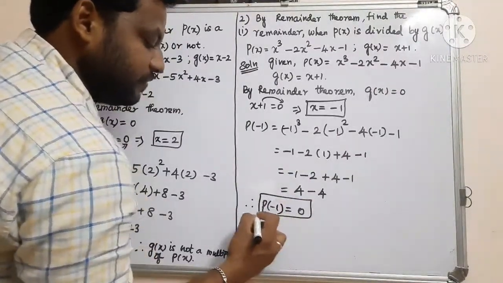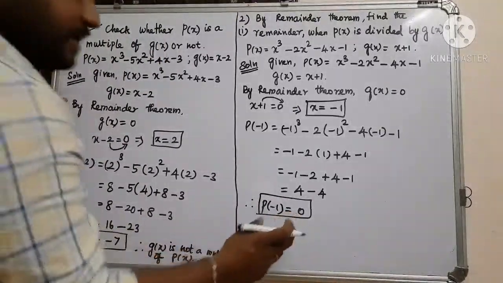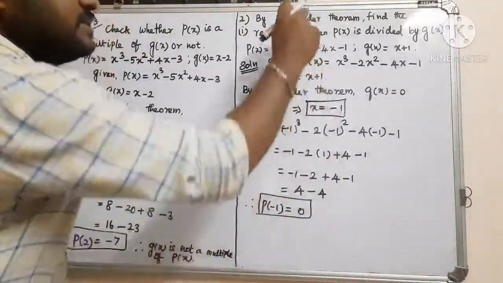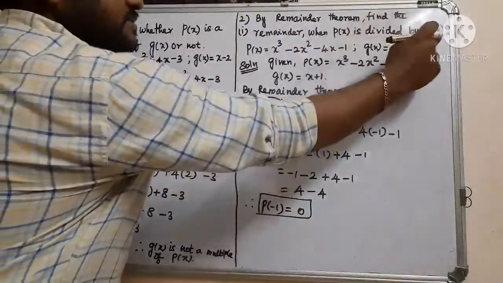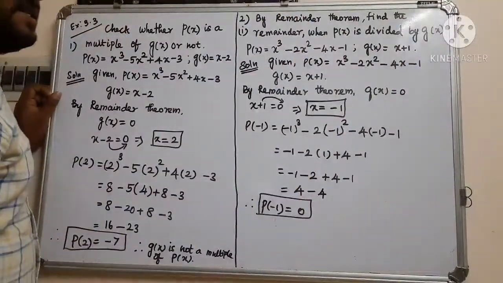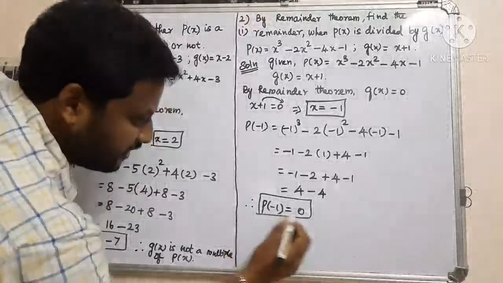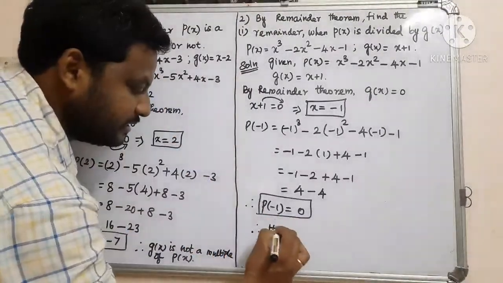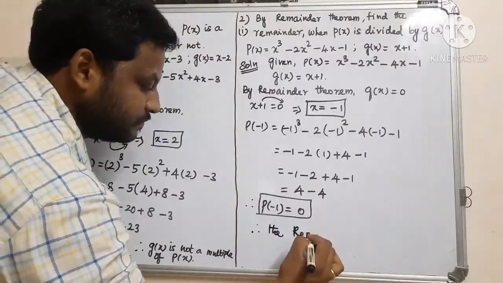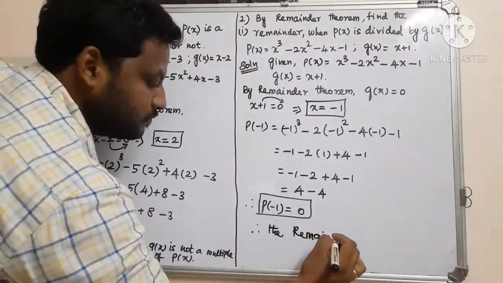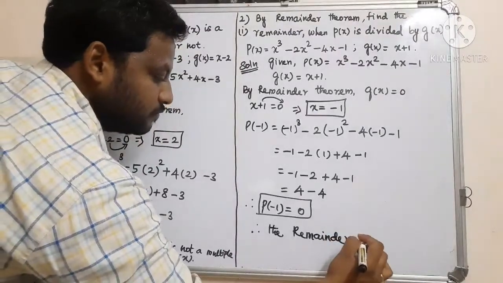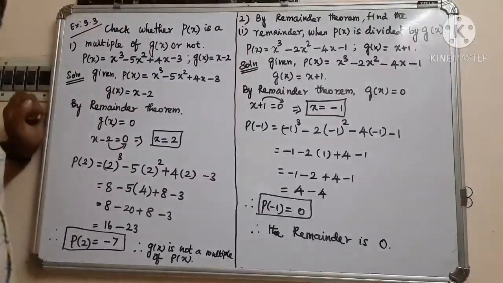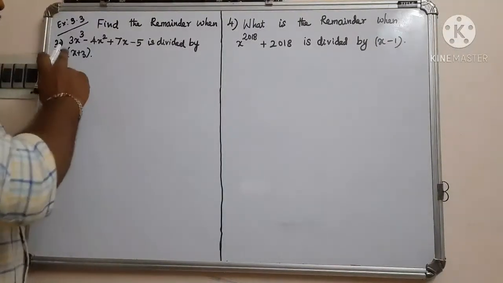So therefore the remainder is 0. The remainder is 0. When the remainder is 0, it means p of x must be divided by g of x. So therefore p of minus 1 is equal to 0. So therefore the remainder is 0. Clear? So next we move on to the third question.